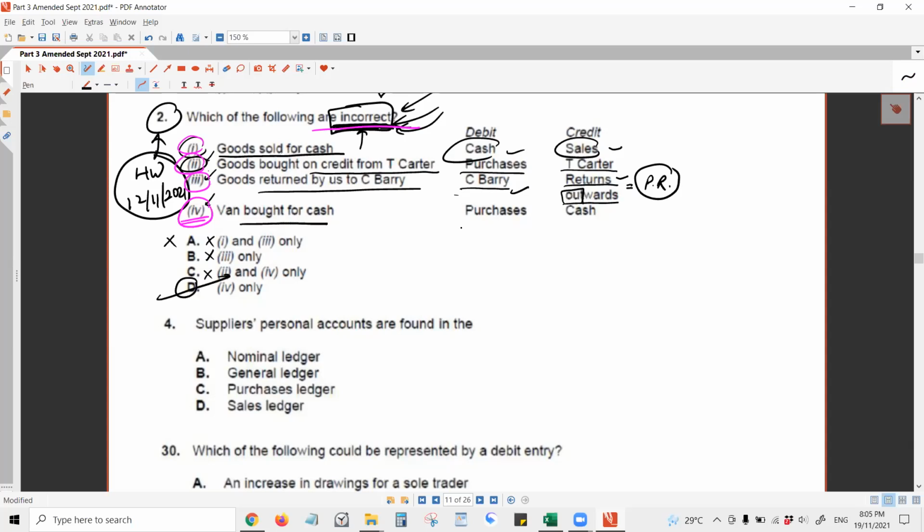When bought for cash, you credit cash, but you cannot debit purchases. When you use the word purchases, it means buying goods only. Goods. When it is a motor vehicle, it is an NCA. You should debit the name of the NCA instead. Therefore, this is wrong. When you buy goods, then only you can debit purchases. If you buy an NCA, you debit the name of the NCA. So number four is wrong. Therefore, you choose it. The answer is D. If there is a problem, let me know, yeah? So the answer is D.